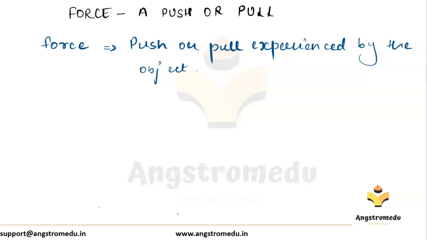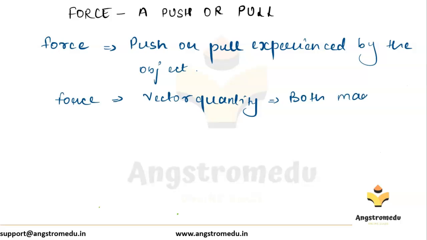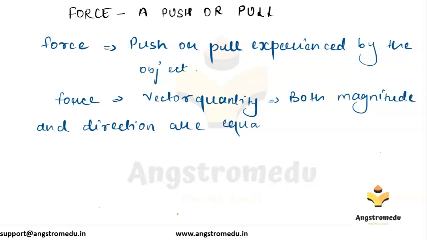We know that force is a vector quantity, which means both its direction and its magnitude are important. Force is a vector quantity, meaning both magnitude and direction are equally important. Therefore, we have to specify both the direction and the magnitude to describe the force acting on an object.